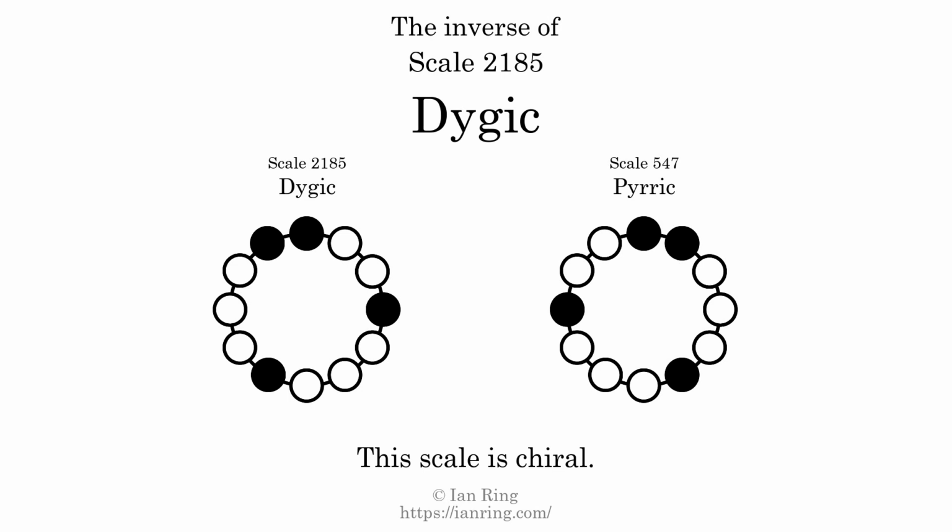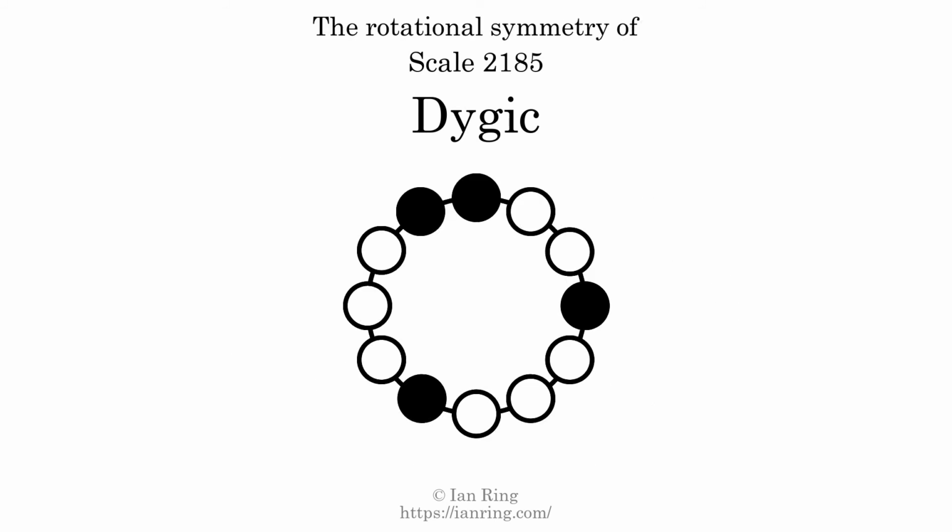The inverse of a scale is a mirror image. It is what you get when the sequence of intervals is reversed. The inverse of this scale is scale 547, also known as Pyrrhic. This scale is chiral. It cannot transform into its inverse by rotational transformation. This scale has no rotational symmetry.